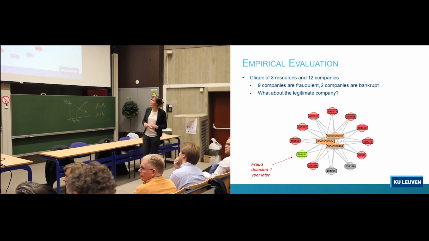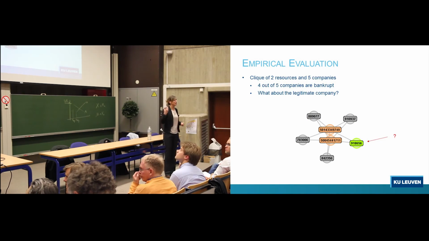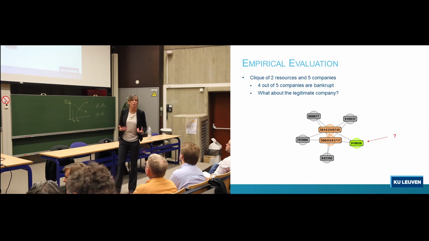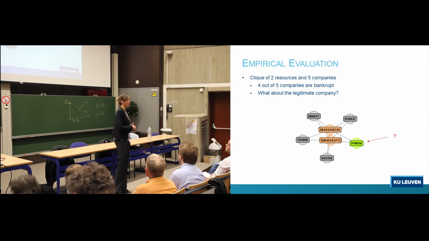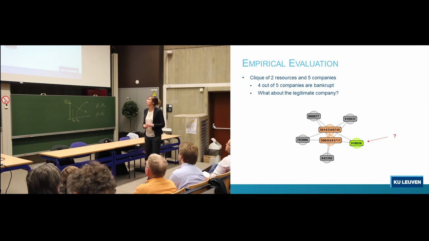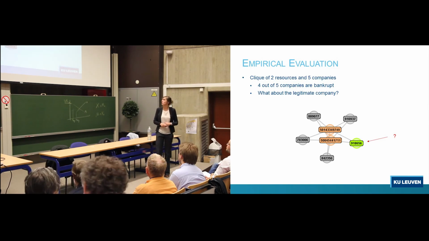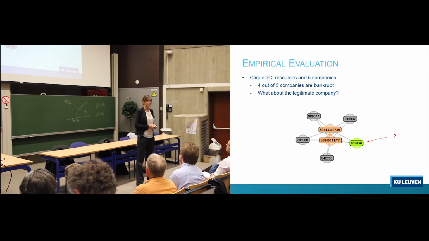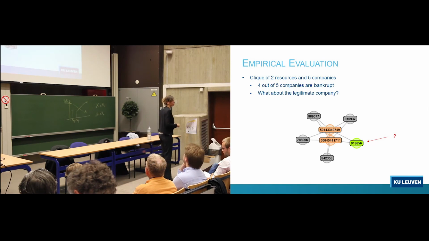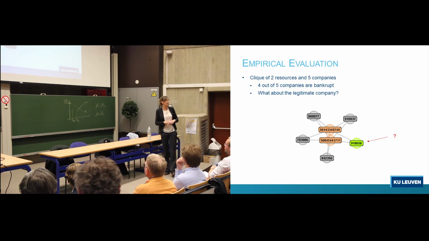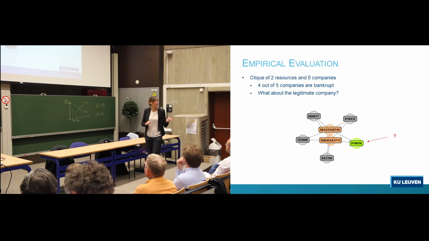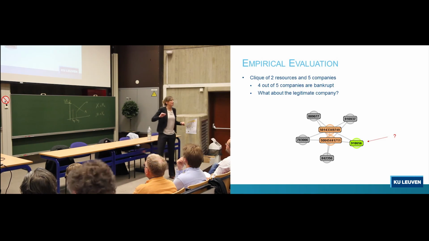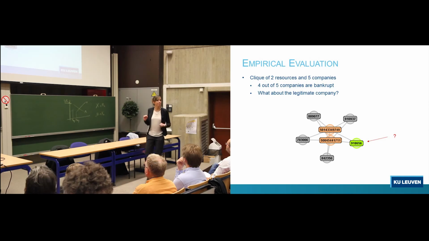Another example is this one, because the previous one was actually a detected spider construction. Inspectors already knew about that spider construction. This is a new one. This is an undetected spider construction, because it consists of 2 resources and 5 companies. 4 out of 5 companies are bankrupt. They were not labeled as fraudulent. However, I would say that this is quite suspicious if there are 2 resources moving from one company to another company, leaving a trail of fraud. There is 1 active company. What do you think will happen with this company?